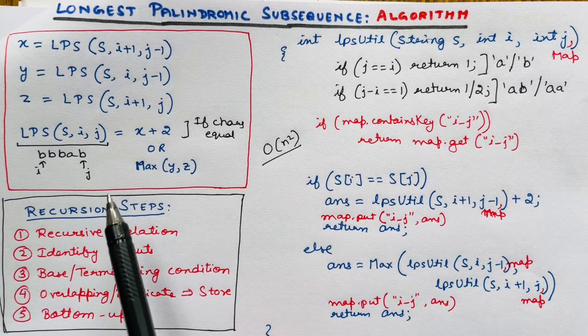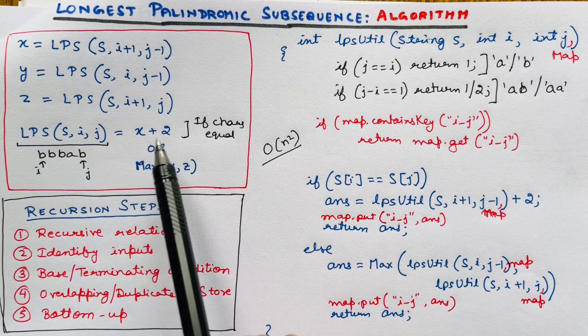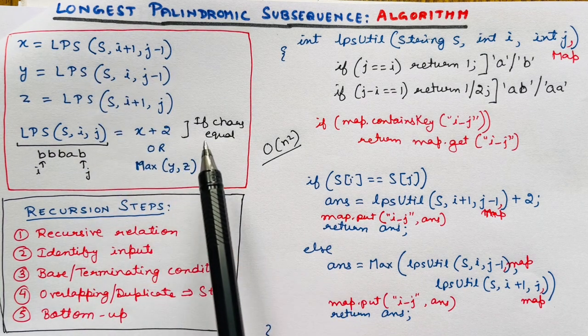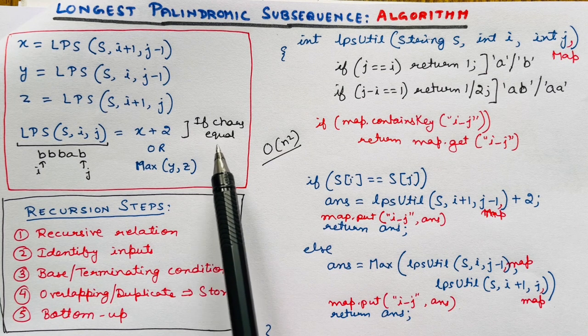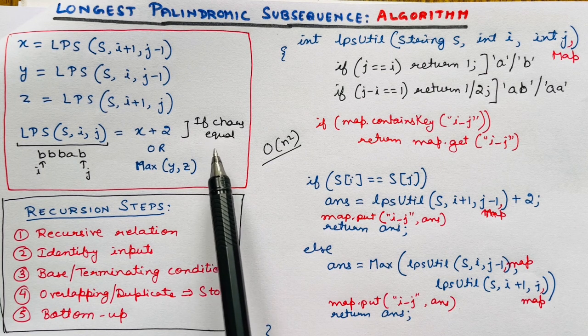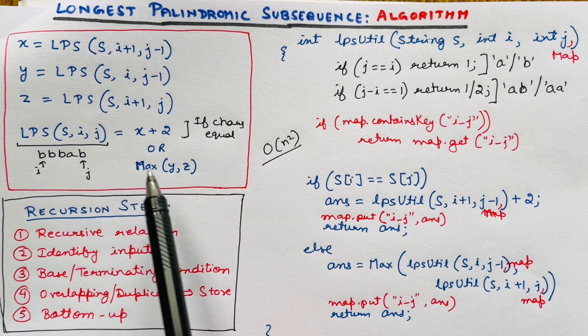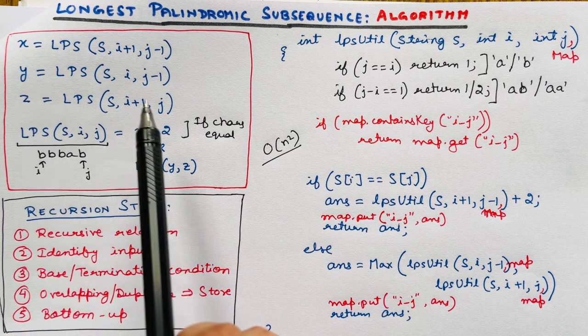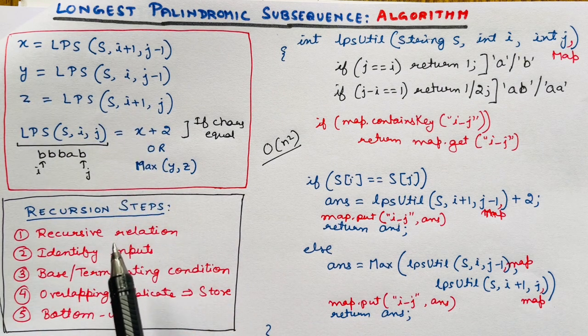This was our recursive relation that we derived, that the LPS of s, i, j will be equal to x plus 2 if the two characters at start and end are equal, and if they are not equal, then this LPS will be equal to max of y and z. Once we had the recursive relation and we had identified the inputs which were s, i and j, we tried to write the algorithm for it.